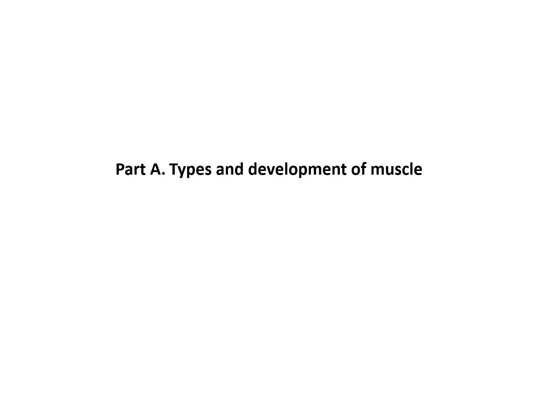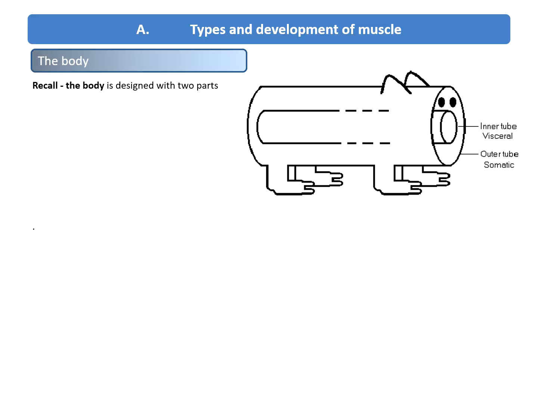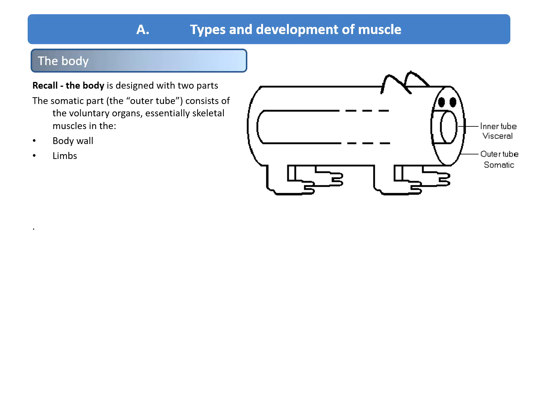Let's look first at the types and development. Remember, the body is composed of two parts. The somatic part, the so-called outer tube, consisting of voluntary organs, essentially skeletal muscle. This is found in the body wall, the limbs, and the head. And then there's the visceral part, the so-called inner tube. It includes the involuntary organs.